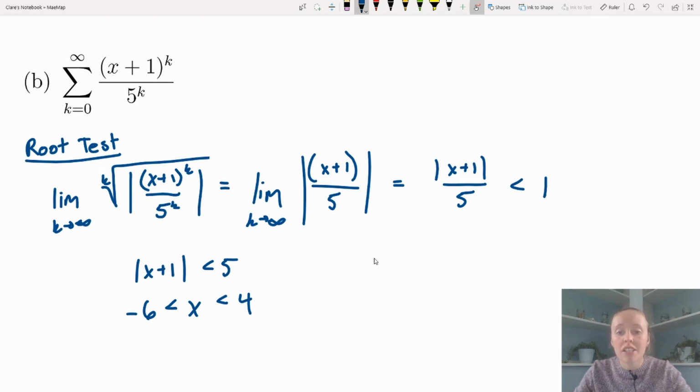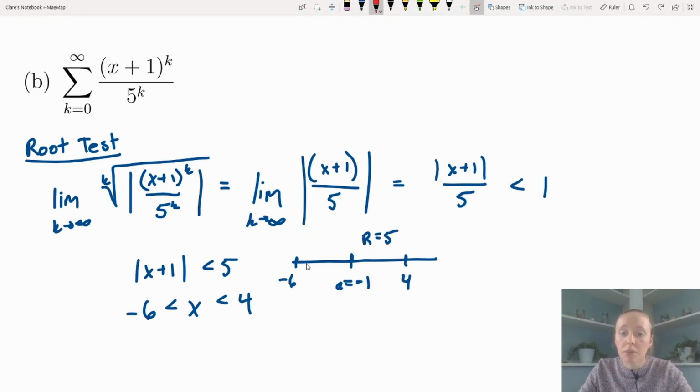Or an easier way to do this is to visualize we're centered about an a value of negative 1. So if we're centered about an a value of negative 1, here is our radius. We go 5 to the right, we get to a positive 4. We go 5 to the left, we get to a negative 6, because our radius, r, is going to be 5. Now, I know I'm converging between negative 6 and a positive 4, but I'm unsure of what's happening at those points. So this is the case where we check our endpoints.